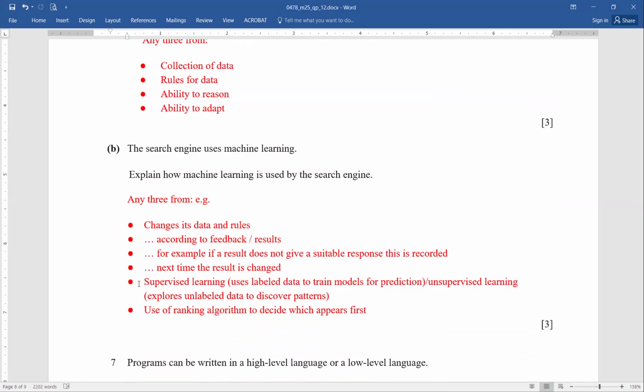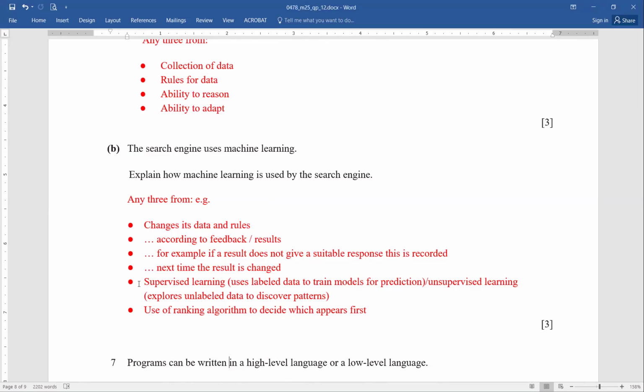Any 3. Now, what is happening in your machine learning? It is going to change its data and rules according to the feedback or the results it is getting. For example, if a result does not give a suitable response, then next time the result is changed, and that is what makes it intelligent, isn't it? Like, for example, if I talk about a child who is intelligent enough, if he has answered a question, and if the teacher says no, now it is not the correct answer, he, being an intelligent person, will be able to frame his answer next time in a better manner. Similarly, the same thing is happening with the machine learning algorithms also.